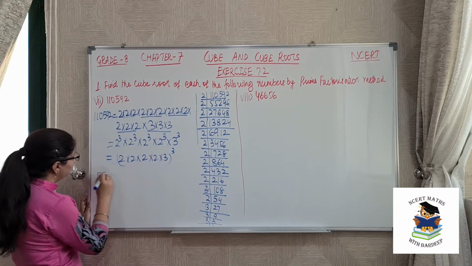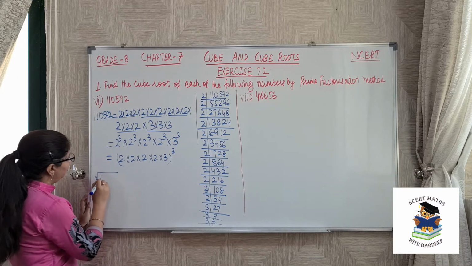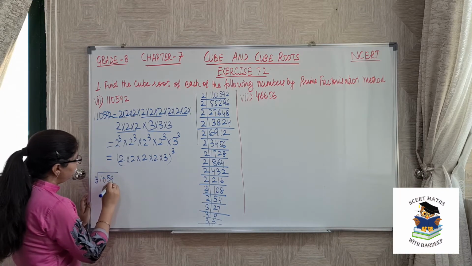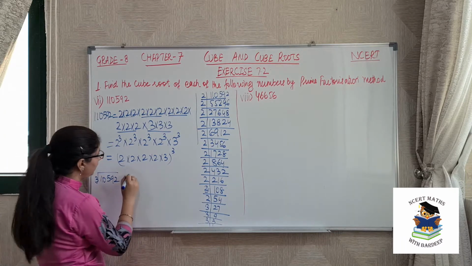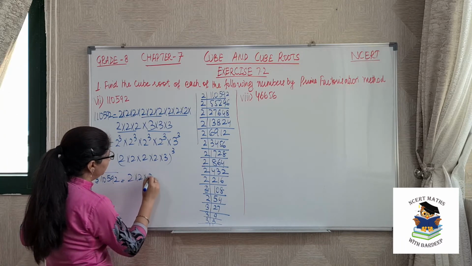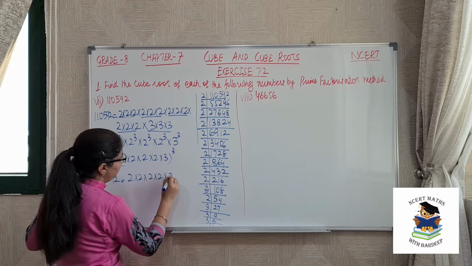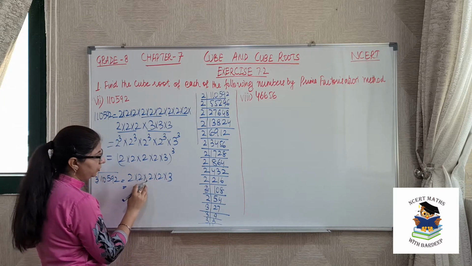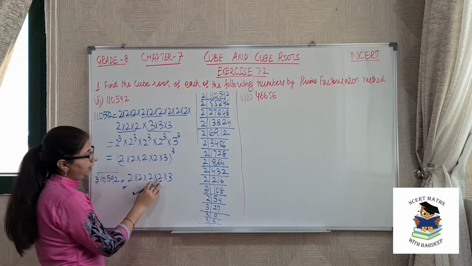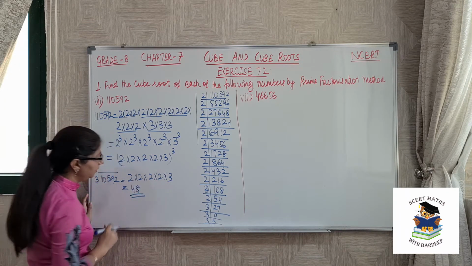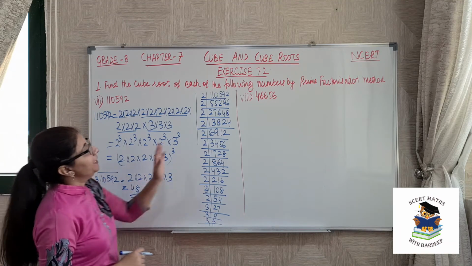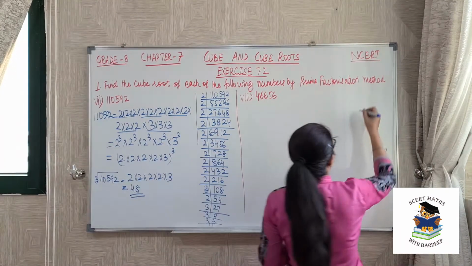Okay. So now the cube root of 110592 is equal to this product. So this is 2 into 2 into 2 into 2 into 3. So 2 2s are 4, 4 2s are 8, 8 2s are 16, 16 3s are 48. So 48 is our answer. Next is 46656.